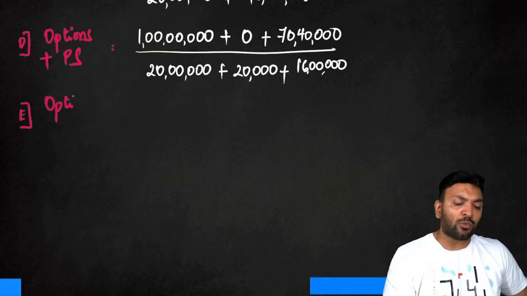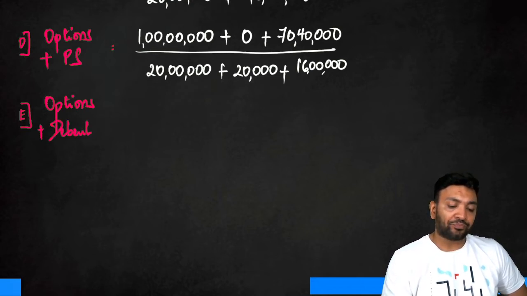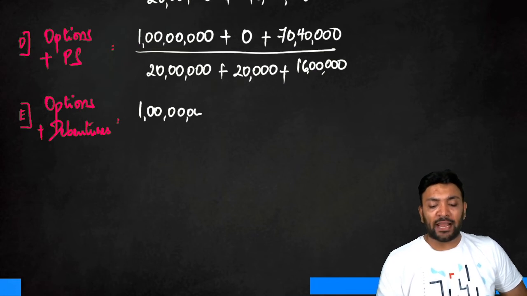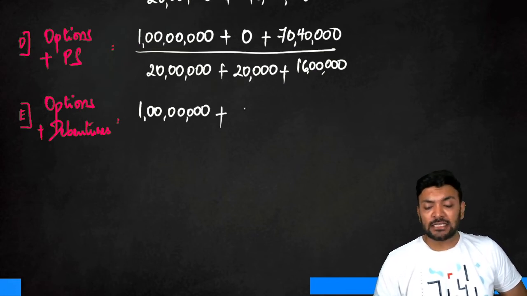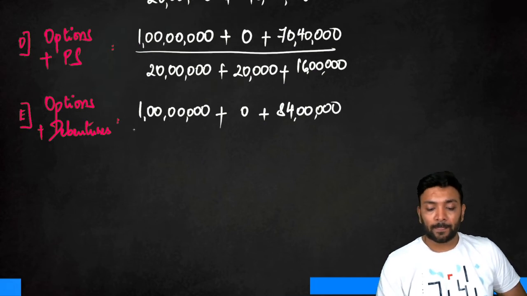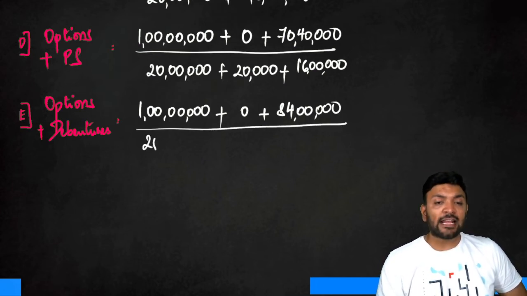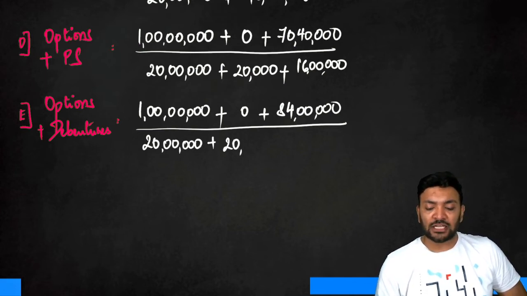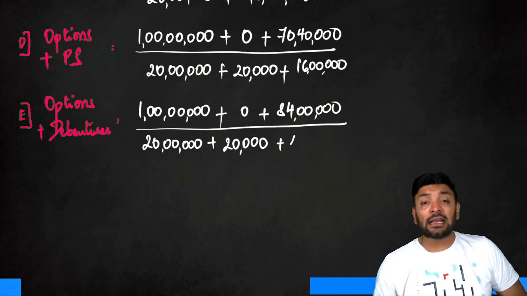Now let's get to case number 5. Options, not with preference shares, but with debentures. Calculate. 1 crore is your PAT, plus options increase in PAT is 0. Debentures increase in PAT is 84 lakhs. WANS 20 lakhs, plus increase in WANS due to options is 20,000. Increase in WANS due to debenture is 40 lakhs.